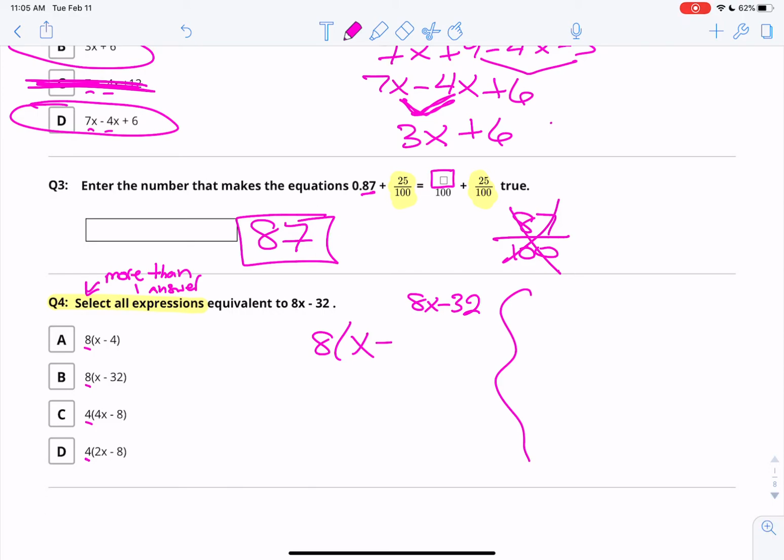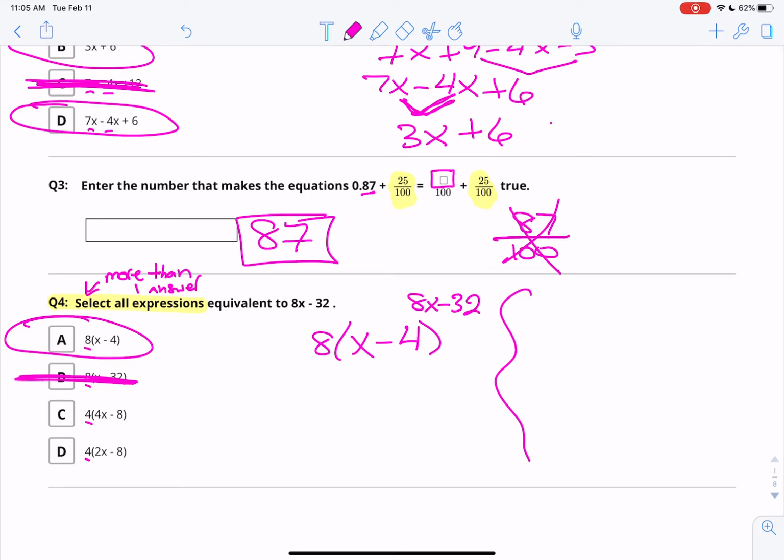There's a subtraction sign, so it's going to stay. And then I think, okay, what times 8 is going to bring me back to 32? And I know that 8 times 4 is 32. So that's going to be my first answer. And I look over and I see that is A. So A is going to be the first one and B is not possible.